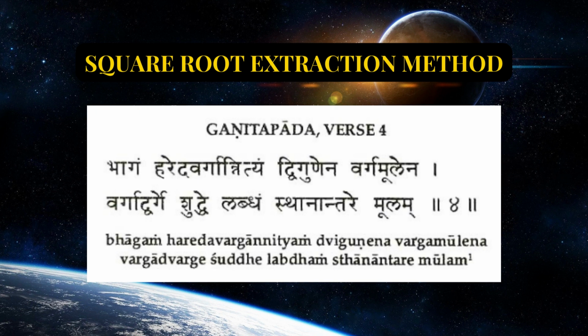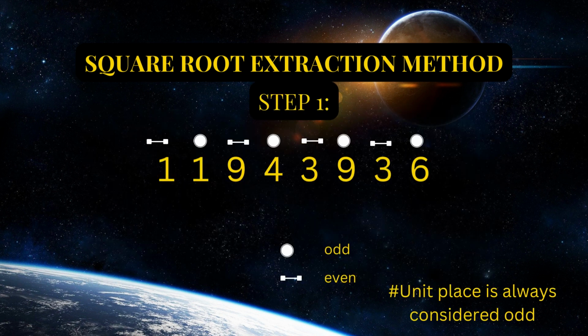Bhagam haridvarganityam द्विगुणेन वर्गमूलेन वर्गद्वर्गे सुधे लब्धम स्थानांतरे मूलम. So now let us understand the meaning of the shloka by actually performing the steps. So first, the unit place is always considered odd, and mark the alternate places as odd and even. Here the circular dot is odd and the dash is even. So this is step 1 to do, very simple.